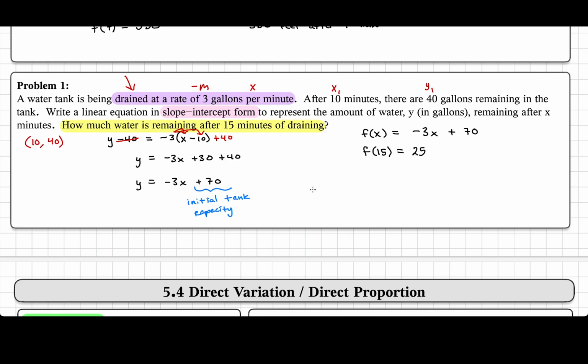So our final statement is: the water tank will have 25 gallons remaining after 15 minutes of constant draining.